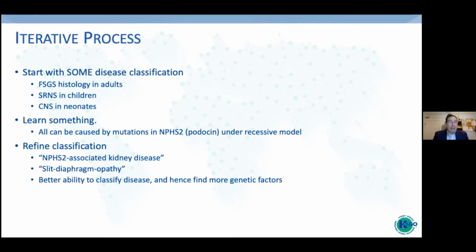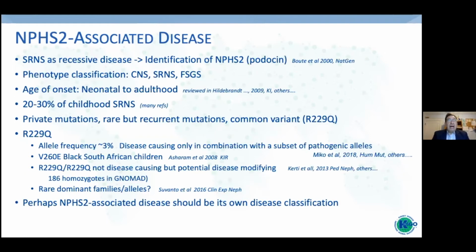Once we know about NPHS2 and its contribution, we're better able to classify disease. We can say people either do or do not have NPHS2 associated disease. That improves our ability to find other genetic factors and further dissect things. So just to stick to the NPHS2 theme, it was originally identified by positional cloning in families with apparent recessive steroid-resistant nephrotic syndrome.